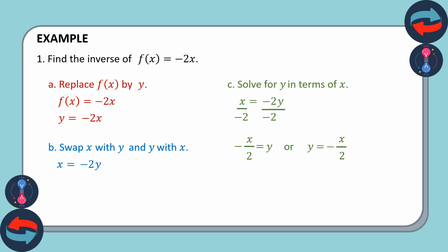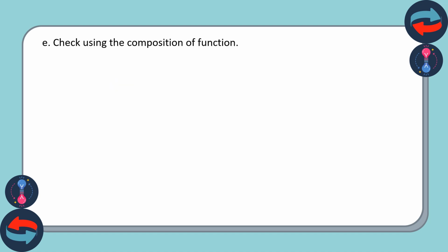For our next step, we will now change y to the inverse of f of x. So, the inverse of f of x is equal to negative x over 2. We try to check if y equals negative 2x and y equals negative x over 2 are inverse functions. And we are going to use the composition of functions.